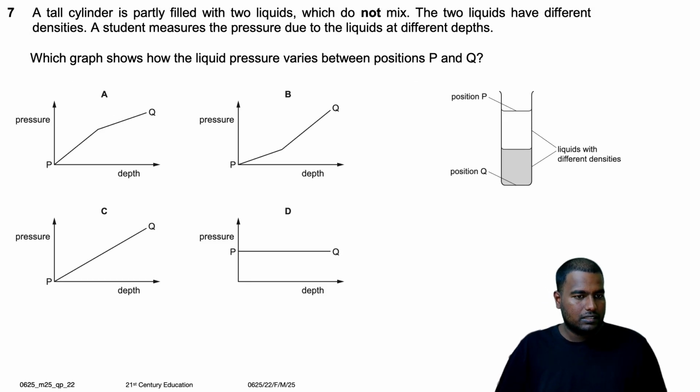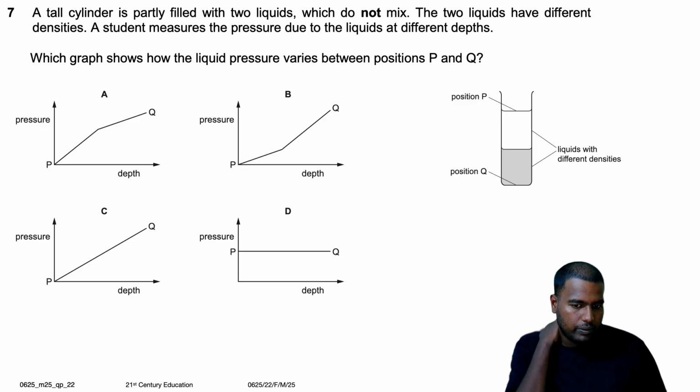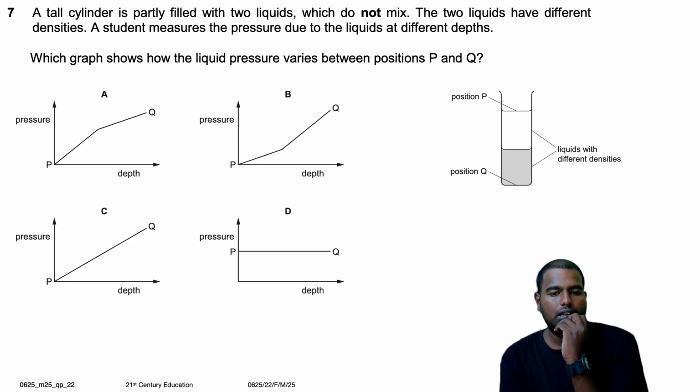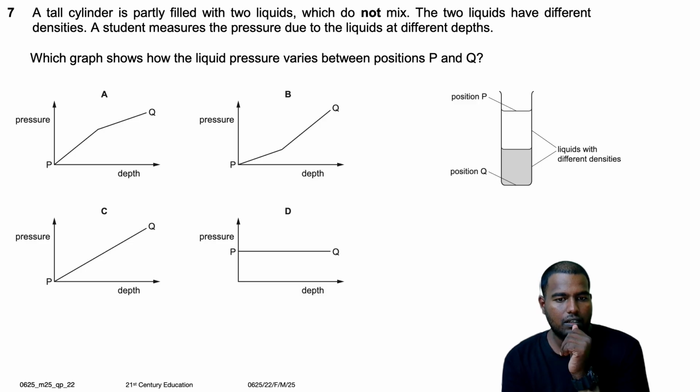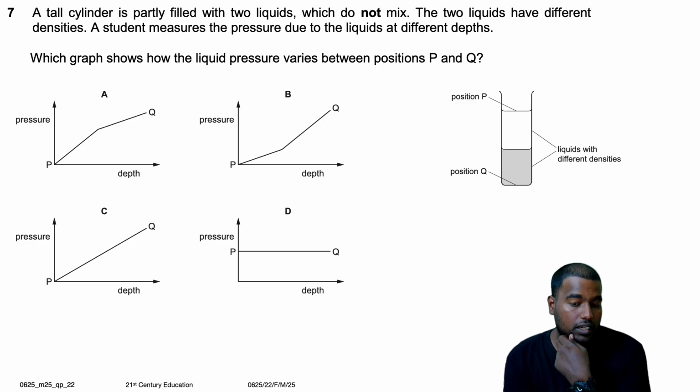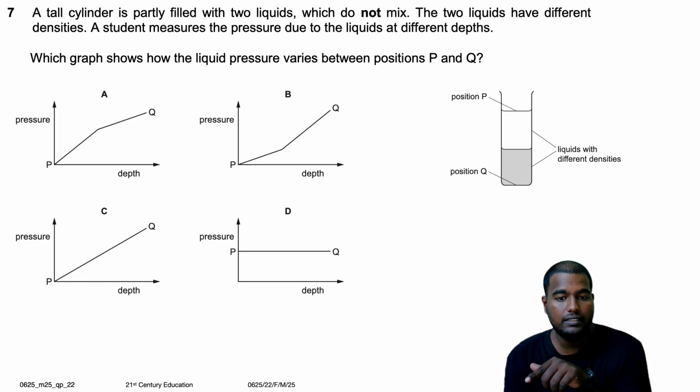A tall cylinder is partly filled with two liquids which do not mix. The two liquids have different densities. A student measures the pressure due to the liquids at different depths. Which graph shows how the liquid pressure varies between positions P and Q? Okay, it's two liquids of two different densities. The bottom one will have a higher density. The top one will have a lower density. So liquid Q has higher density. Position Q is in the higher density liquid. Position P is in the lower density liquid.